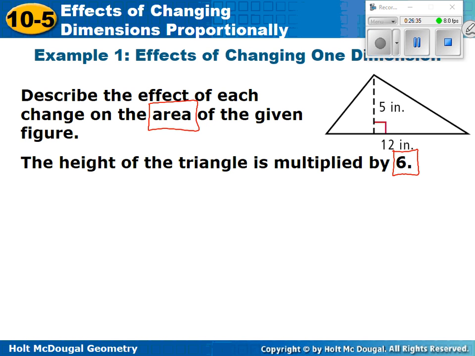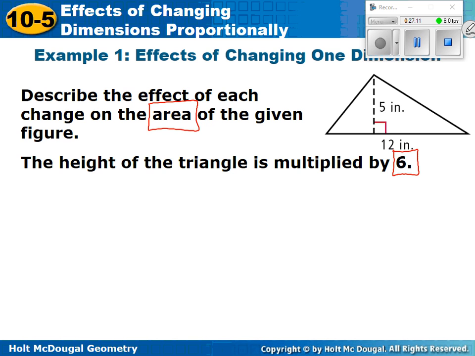So what's going to happen to my overall area when I multiply the height by 6? The area is going to get multiplied by 6. So your answer would be: the area is multiplied by 6. Complete sentence. That's your answer. Yesenia, stay with us. You need to write this down. Is everybody with me there? Raise your hand if you really understood that.